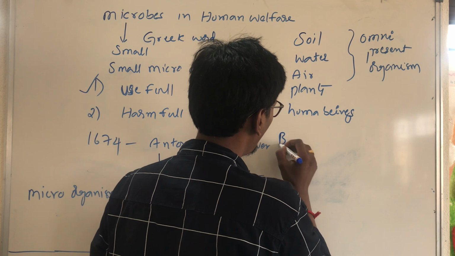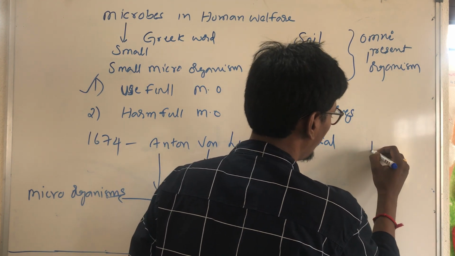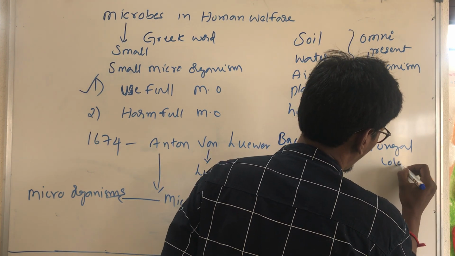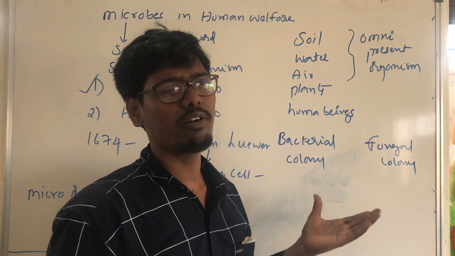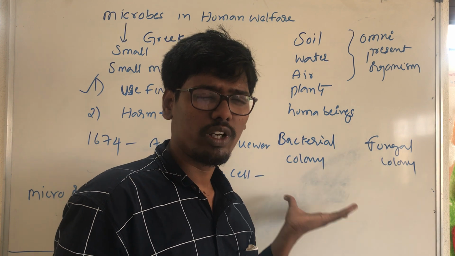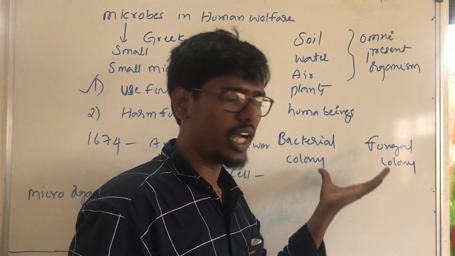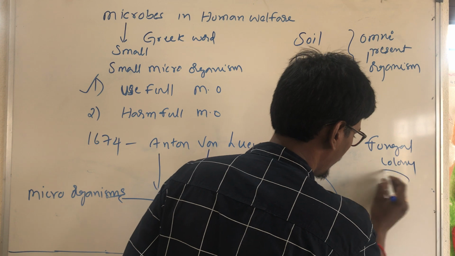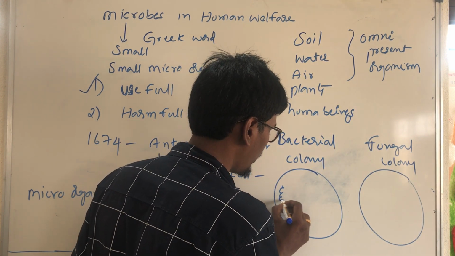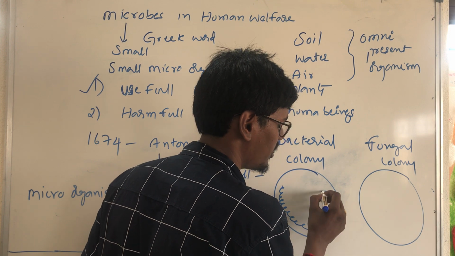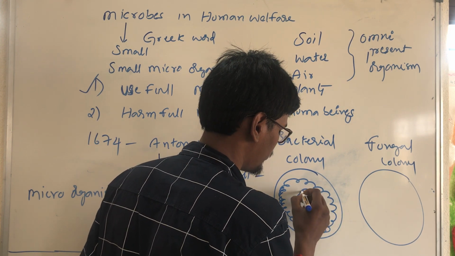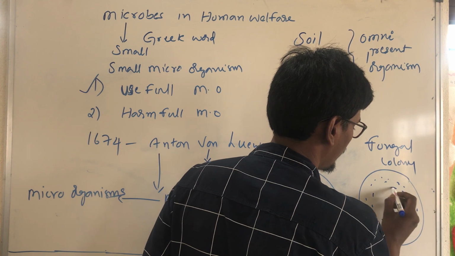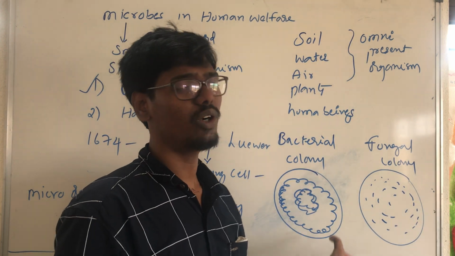For example, when cultured in our laboratory, they become visible as bacterial colonies and fungal colonies. We culture these types of microorganisms so that they become visible. Let us see the diagram of a bacterial colony and a fungal colony, displayed in this manner in our laboratory.